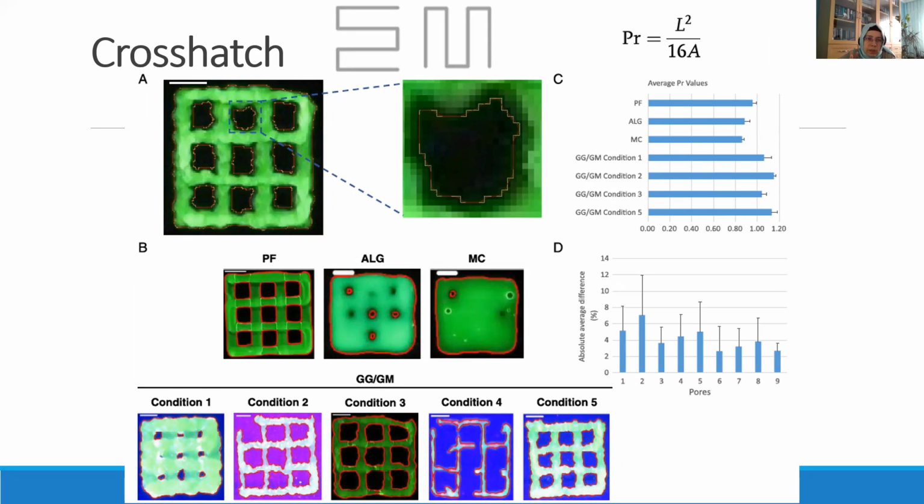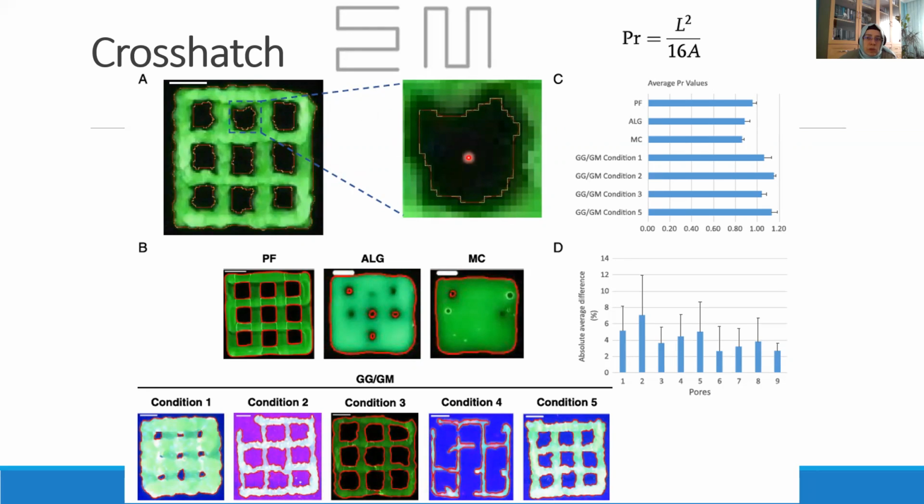Here, as I have explained, crosshatches are printed and the PR value is calculated by L squared over 16A. Here L is perimeter, A is area. Here we detected each pore and calculated the area. The closer to one, the squarer the pore. We want to keep these pores as square as possible.